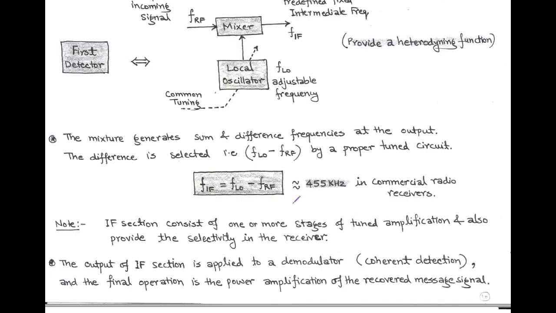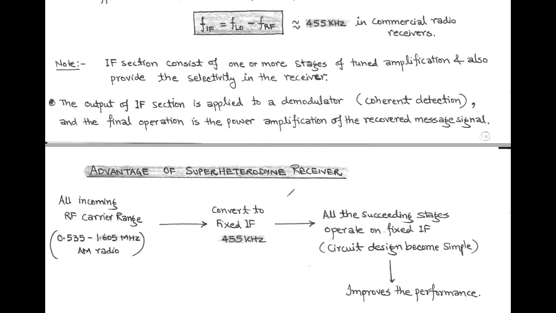So there is an advantage of using the superheterodyne receiver. In the superheterodyne receiver, all the incoming radio frequency carriers having a range between 0.535 to 1.605 MHz get converted into the fixed intermediate frequency of 455 kHz in the case of AM radio. As a result, all the successive stages operate on this fixed intermediate frequency, so that the design of the circuitry becomes very simple, and this improves the performance of the receiver.